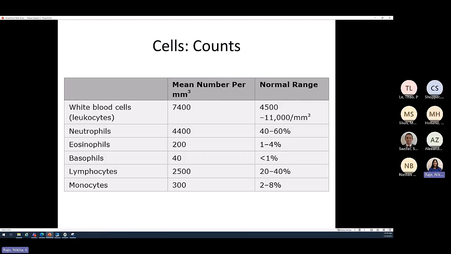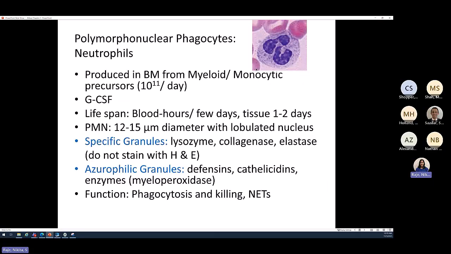So, talking about the cells of the immune system, this table just gives the general idea of how white cells, the cells of the immune system, what range they are in. Most of them, 40 to 60%, are neutrophils, and then so on and so forth for the other cells. We'll talk about the neutrophils first.